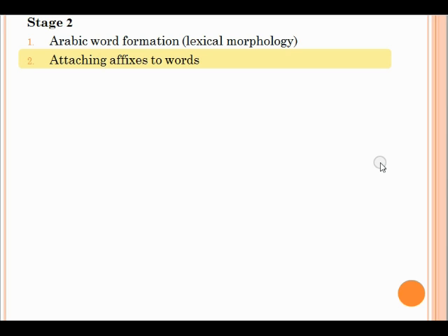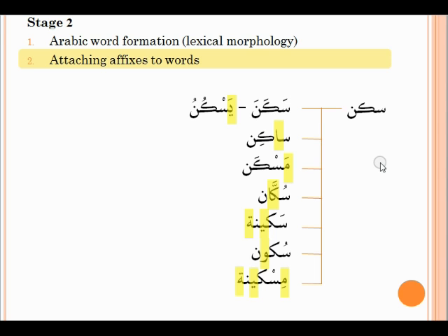Returning to attaching affixes to these words, there are only 4 groups which you can attach to words. Explanations of these will also come in the following weeks. So once again, going back to the examples of sakana. The first row, these are verbs, and I've attached a pronoun to it, the waw of the group. So sakana becomes sakanu and yaskunun.